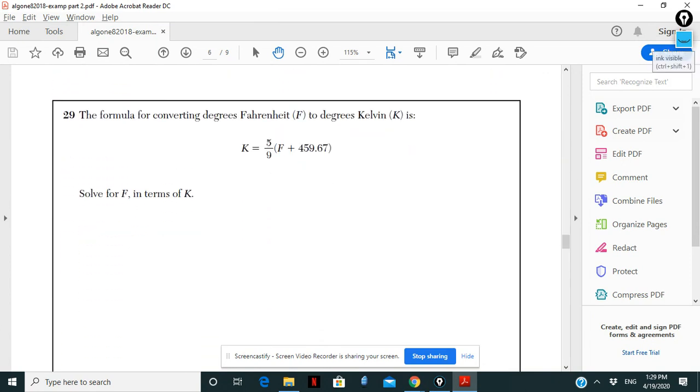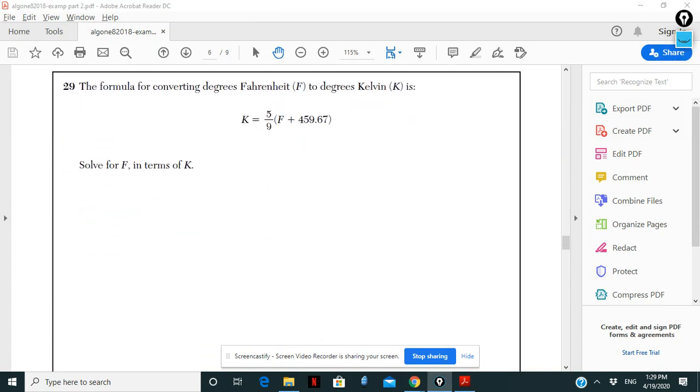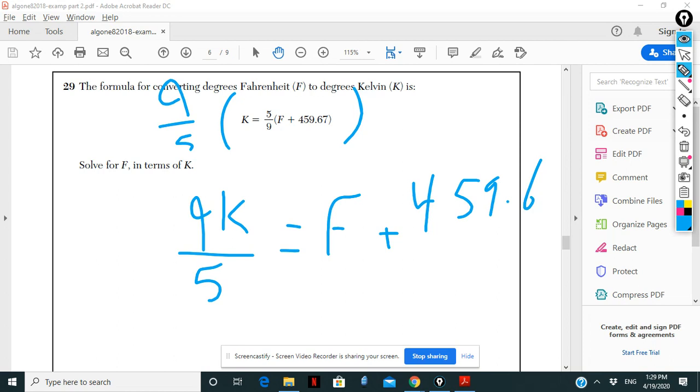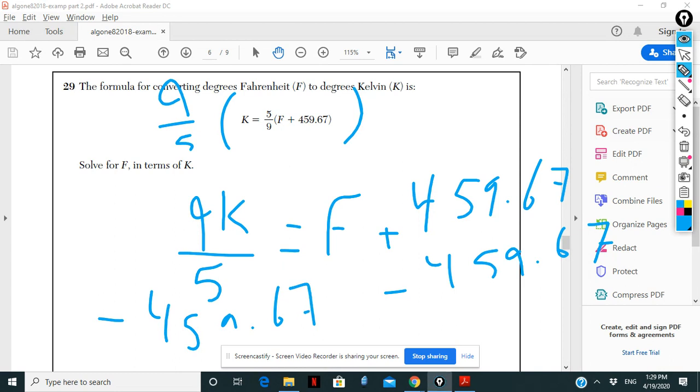Question number 29, write in terms of F. So the first step, I'm going to multiply both sides by 9/5. So I get 9K/5, and 9/5 will cancel out with 5/9. 5 plus 459.67. Subtract. So the final answer, the Fahrenheit, equals 9K/5 minus 459.67.